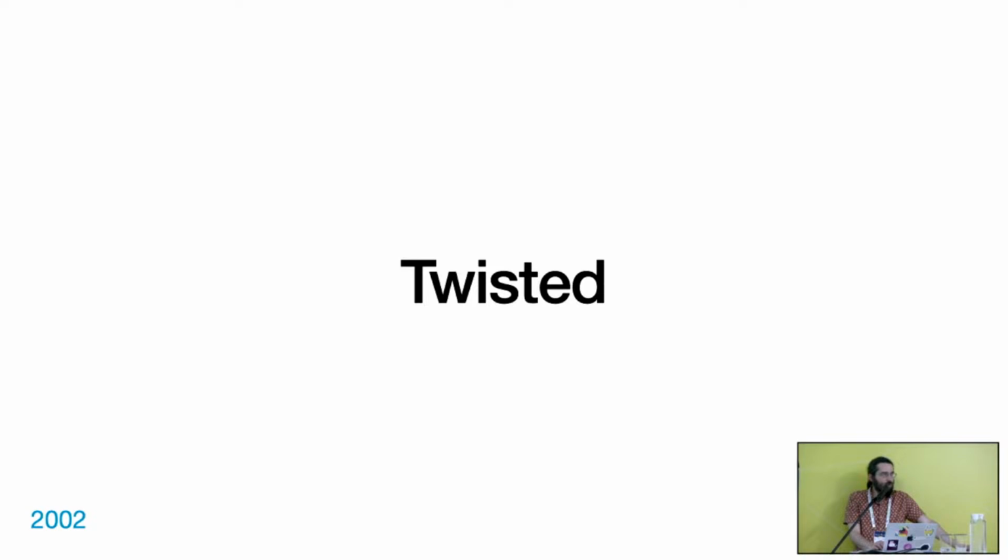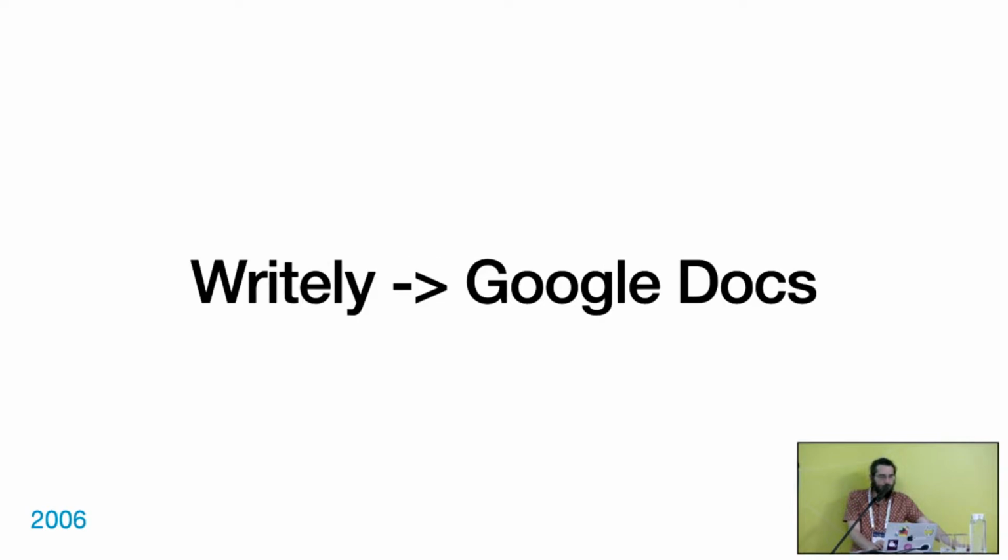In 2002, we had the Twisted library in Python, which is a library that handles a lot of concurrent networking sorts of things within Python. If you're interested in these topics, it's good to know something about it. In 2006, that was when Writely was created, which became Google Docs. So the idea of collaborative editing within your browser and sort of real-time seeing what other users are doing. That was not using WebSockets, but it sort of was exploring different ways to do that.